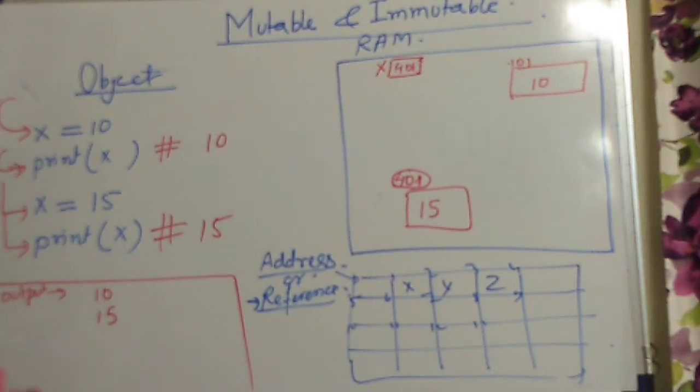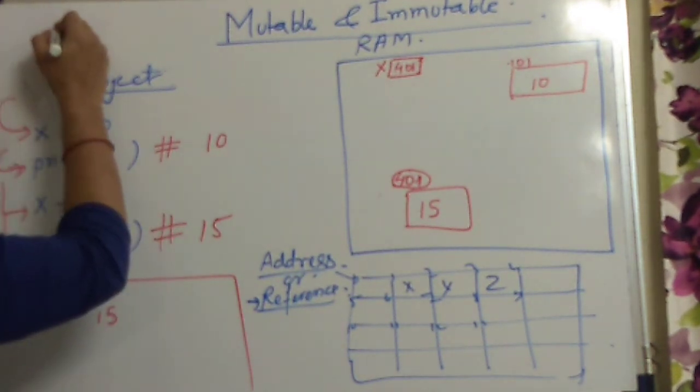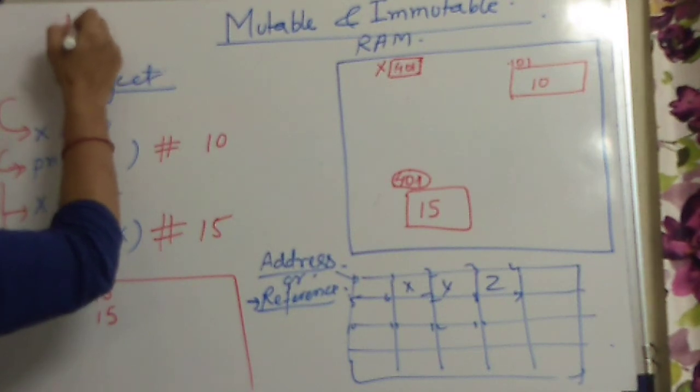Now I am just explaining how you can be sure that this is actually happening in the memory. For that purpose there is one function, called id.